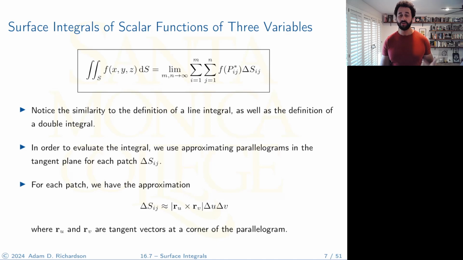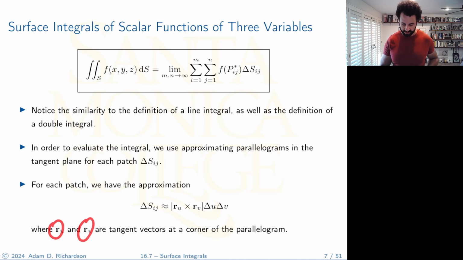Now, in order to actually evaluate the integral, it helps if we can re-express it in terms of the parameter domain, right? So for each one of the patches, we're going to use approximating parallelograms in the tangent plane. And we're going to do that for each one of the patches. So if you remember from the last lecture and lecture 15.9, frankly, the area of that patch can be approximated by the area of that parallelogram that's determined by the tangent vectors at a given point, right?